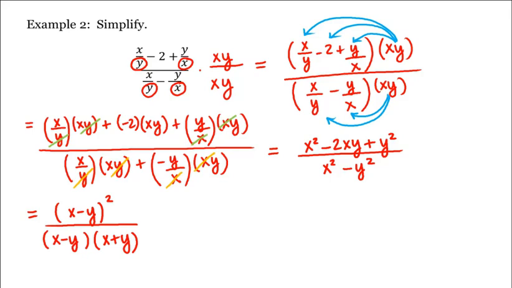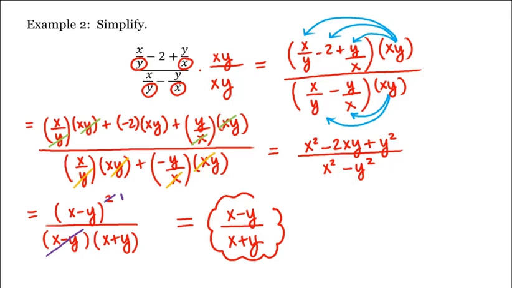And now we can cancel an x minus y from both the denominator and the numerator, which would leave us with 1 in the numerator. And we are assuming here, of course, that x minus y is non-zero, or that x does not equal y, which leaves us with our answer of x minus y divided by x plus y, which doesn't look quite as complex, does it?